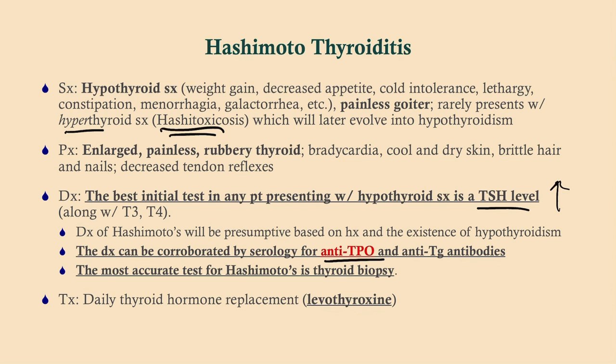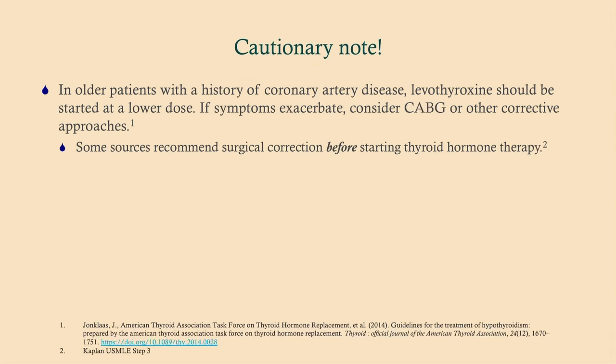The most accurate test is, of course, biopsy, but we rarely do that. This is a laboratory diagnosis. The treatment is just replacing the thyroid hormone and getting them euthyroid. We measure the TSH to confirm that. So we want to get that into the normal range.